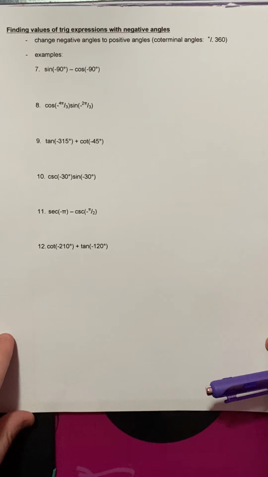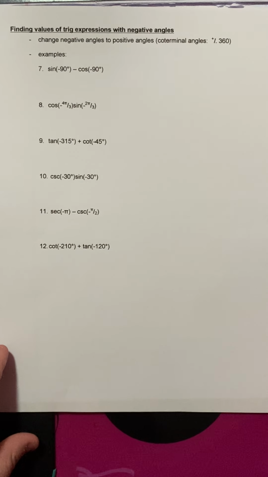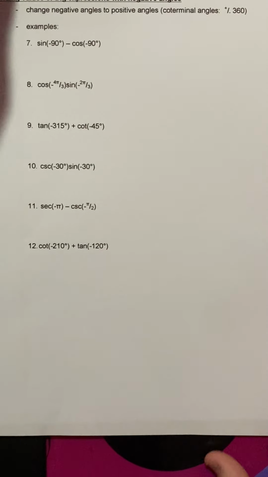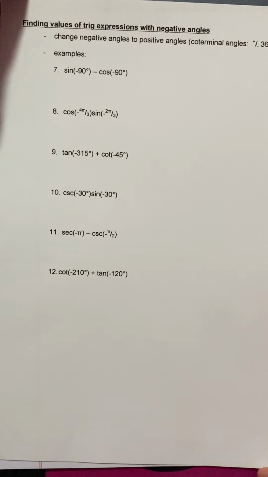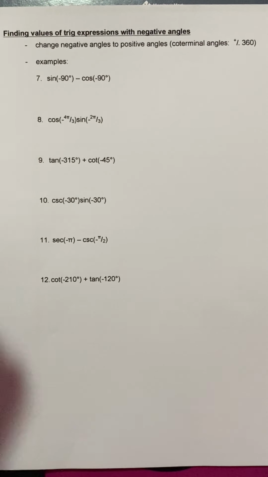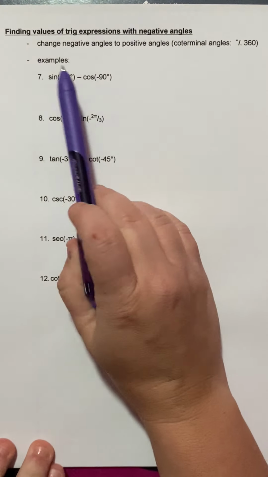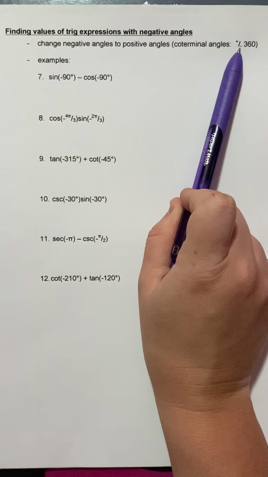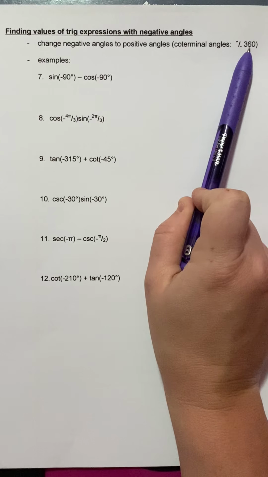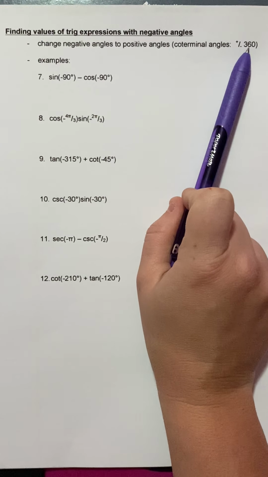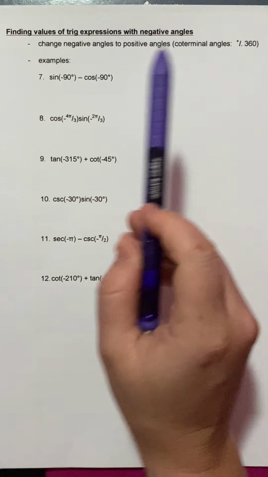All right, let's look at the second thing right here. The second thing is finding values of trig expressions. So to find values of trig expressions, let's see if I can zoom in here to get this a little bit better. All right, finding values of trig expressions, and these are with negative angles. So the first thing, if I have a negative angle, I'm going to change my negative angles to positive angles. How do I do that? I just add or subtract 360 degrees. Now, if it's not in degrees, we need to go back and change it in degrees by multiplying by 180 over pi.